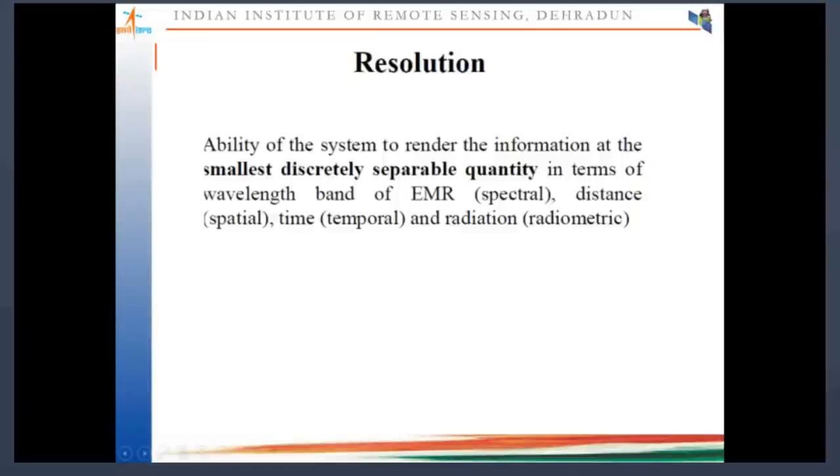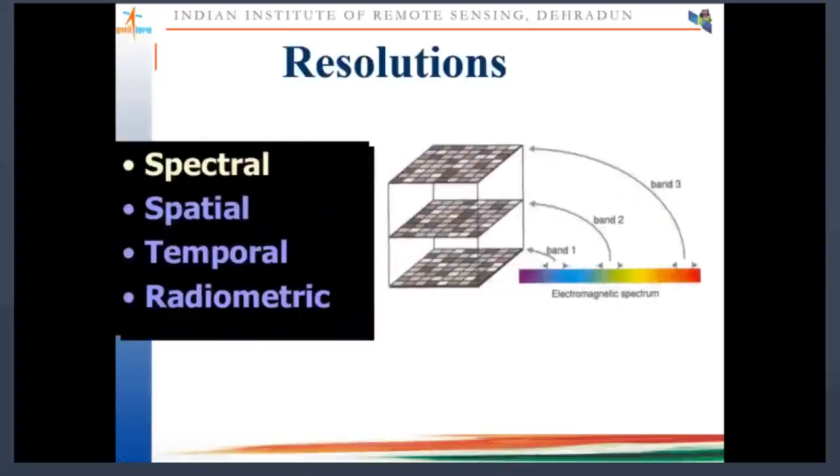So let's have some overview of this resolution, how it appears. For remote sensing images, you have spectral, spatial, temporal, and radiometric, four types of resolution. So whenever from now onwards you're looking at the resolution of any sensor, please mind what resolution you are looking at. Are you talking about spectral resolution or spatial resolution, temporal or radiometric resolution? Let me first discuss the spectral resolution.